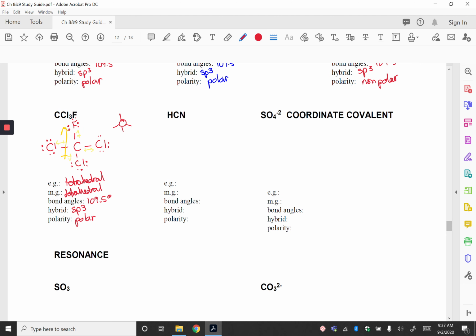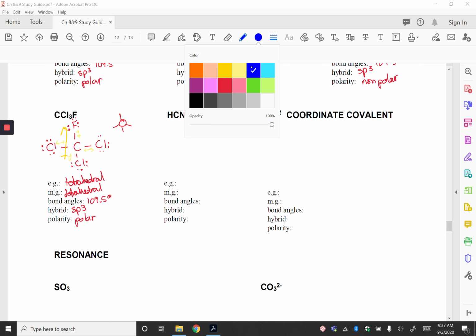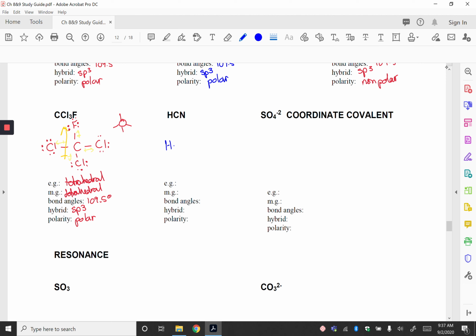Okay, HCN is next. So hydrogen has 1 valence electron, carbon has 4, nitrogen has 5. So I'm going to draw it first kind of messy, and then I'll redraw it. Carbon, we said, has 4. Here we go. So we bond those 2.